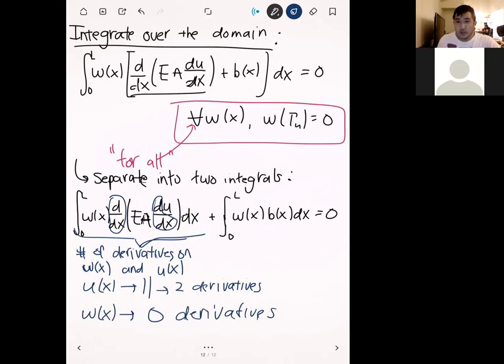And so what we're going to do is manipulate this mathematical expression to balance out the derivatives. The way we're going to do that is we're going to use maybe an old friend that you haven't seen in a while: integration by parts.